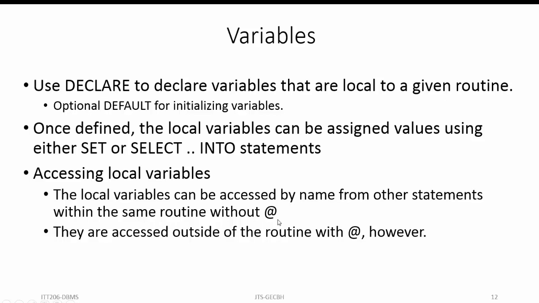Like in the C programming language, if we want to access a local variable inside the procedure, we can simply use its name. But if we want to access a variable outside of the procedure, then we have to use the @. This @ is very useful when we are using output parameters or input output parameters, where we can output the values using this output parameter.